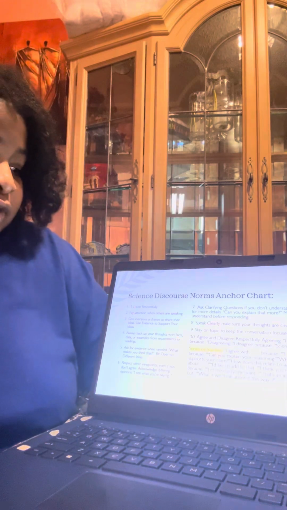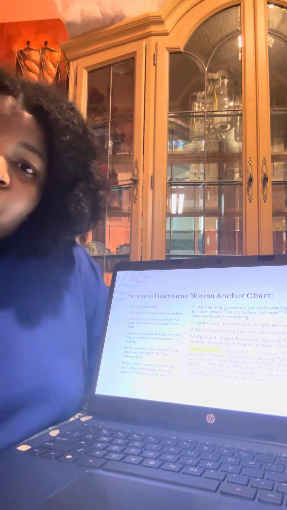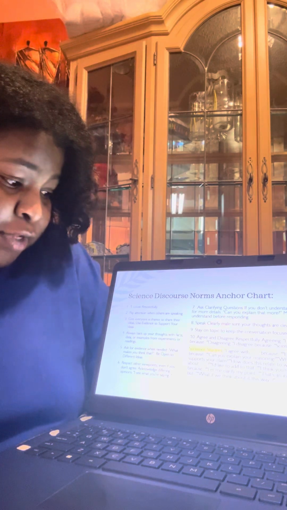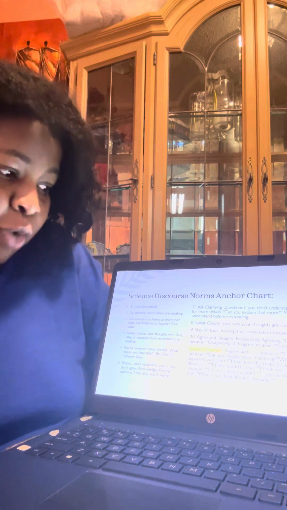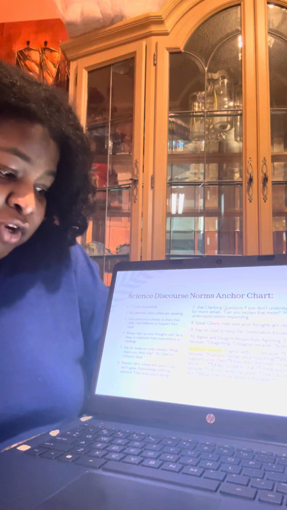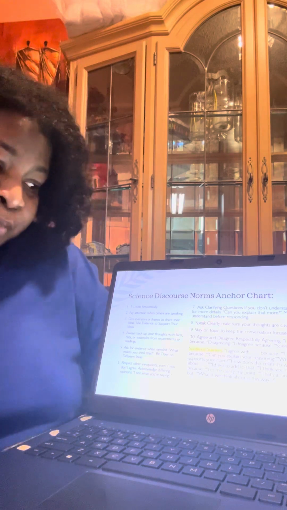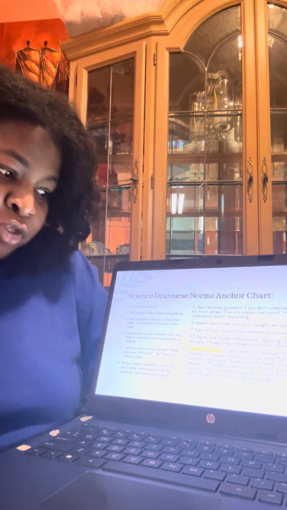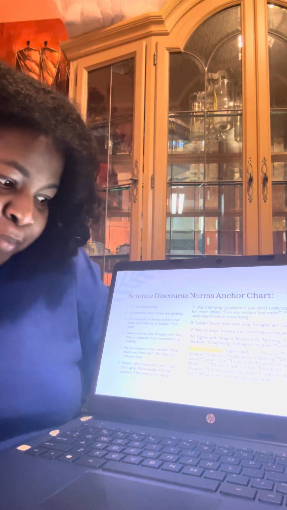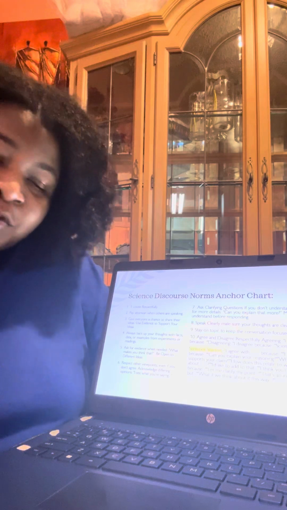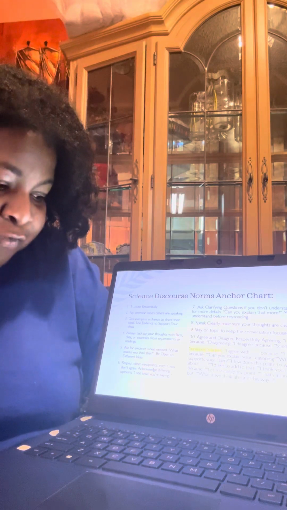Now, we're going to talk about our science norms. These are our rules for our science class. Every student has to listen carefully and pay attention when others are speaking. This is very, very important. Give everyone a chance to share their ideas. Use evidence to support what your claim is, what your idea is. Always back up your thoughts with facts, data, and examples from the experiment or the reading. Maybe you're reading something and you can use that to back up what you're saying. Ask for evidence when needed.